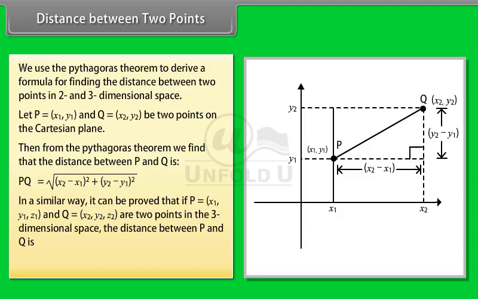In a similar way, it can be proved that if P equal (x1, y1, z1) and Q equal (x2, y2, z2) are 2 points in the 3-dimensional space, the distance between P and Q is PQ equal to the square root of (x2 minus x1) squared plus (y2 minus y1) squared plus (z2 minus z1) squared.